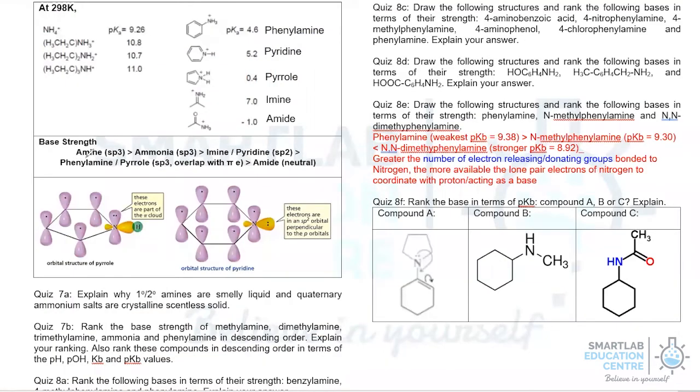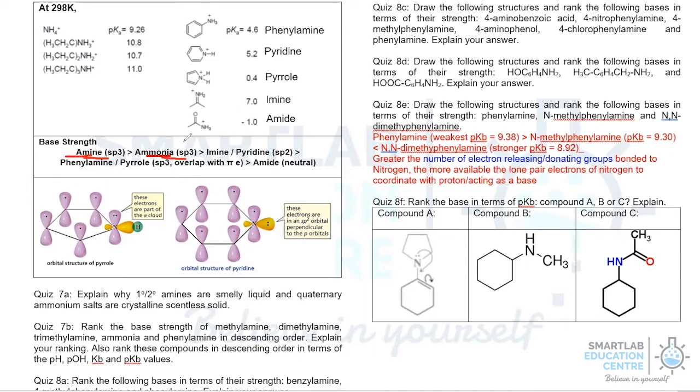So in summary, amine is stronger than ammonia because it has more electron releasing groups bonded to nitrogen, rendering the lone pair electrons more available for proton coordination. And also to add, tertiary amine is the weakest base amongst all the amines, primarily because it has three alkyl groups bonded to nitrogen, sterically hindering the lone pair electrons of nitrogen for proton coordination.